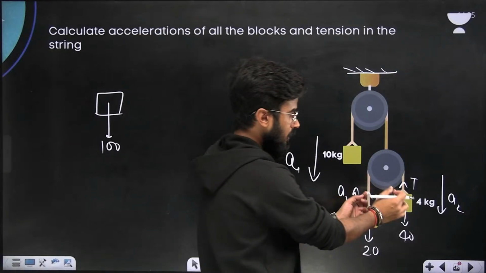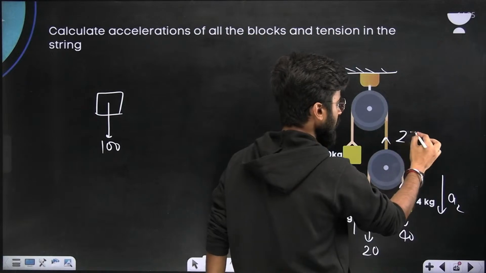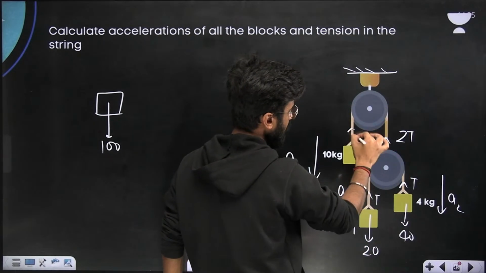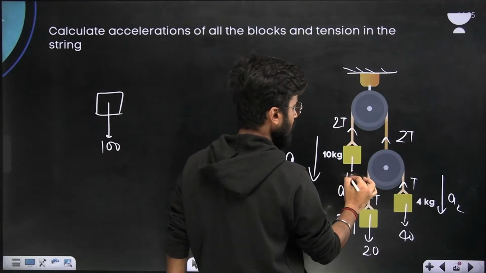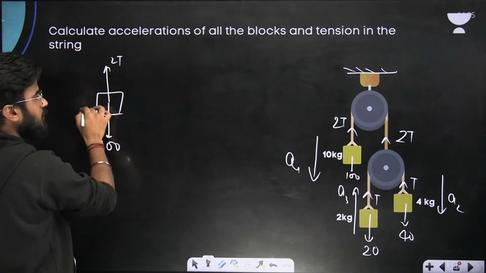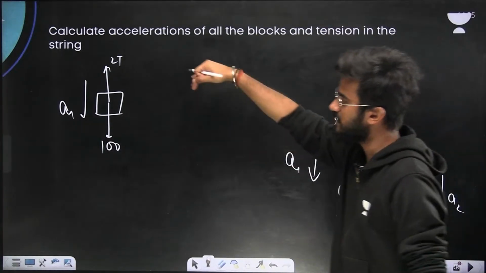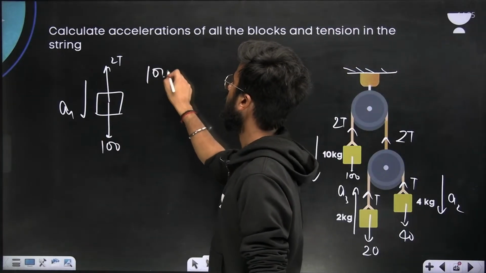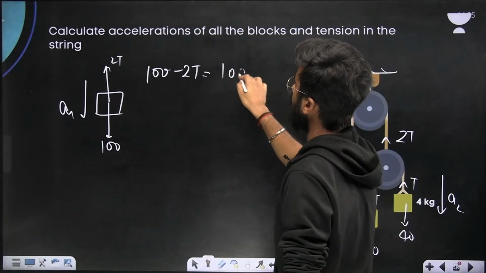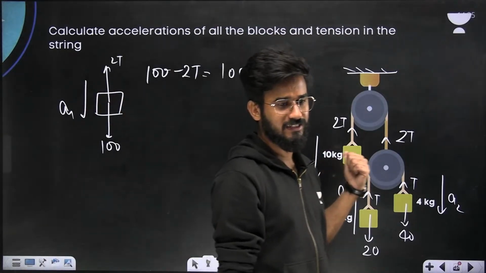Now look at the pulley. These tensions are T and T, so on this particular point there will be tension 2T, because this tension will get added by this pulley. So this will also be 2T, this is 100. Got it? So on the first block there is 100 and there is 2T, and acceleration is A1. So the equation on this block is 100 minus 2T equals mass, 10 kg, into acceleration, means 10 into A1. Equation number 1. That's how we'll start making the equations.